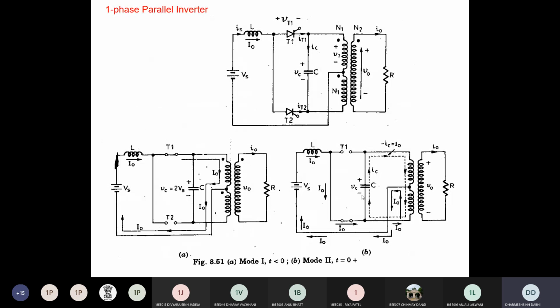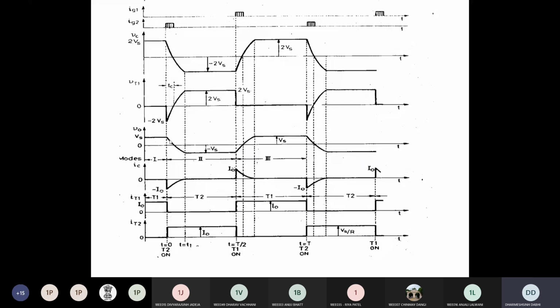As the capacitor is discharged, the capacitor voltage decreases, so the voltage induced at the secondary side is also decreasing. So the secondary voltage V0 is also decreasing. Clear? That's why the load voltage is decreasing. And once the capacitor voltage becomes zero, your load voltage also becomes zero. And when it is fully charged in the negative direction, at minus 2 Vs, the load voltage reaches minus Vs. Clear? Because here you get the load voltage from only one half of the primary winding.